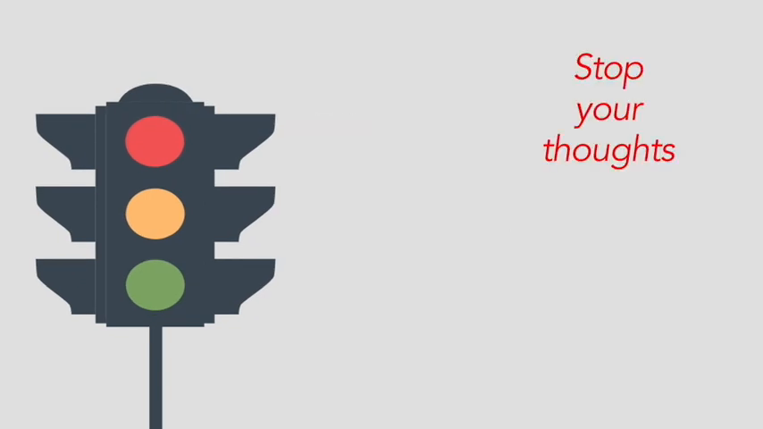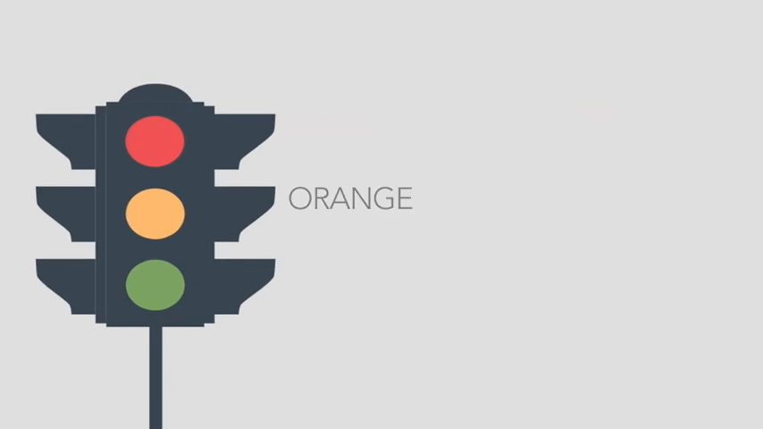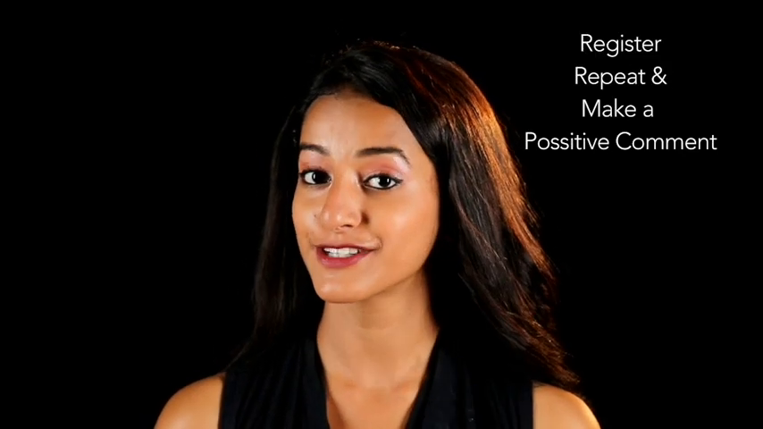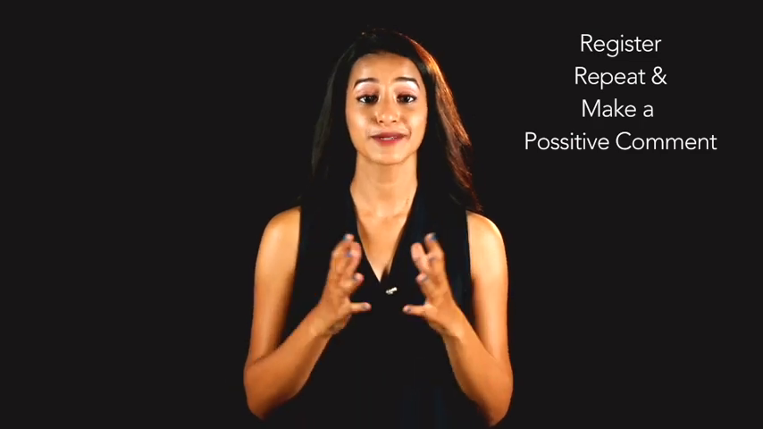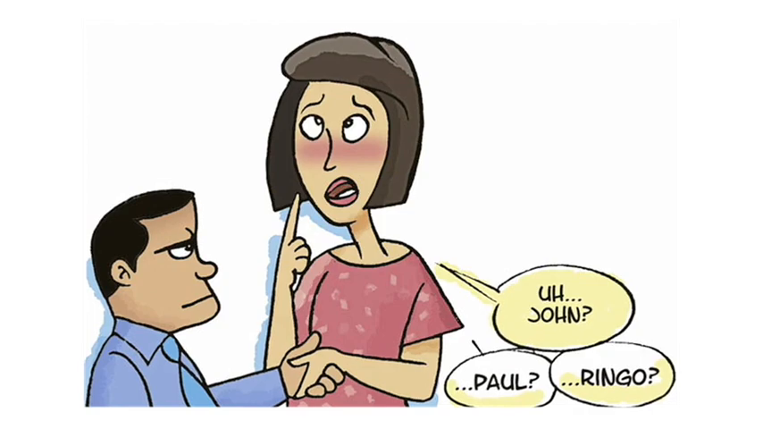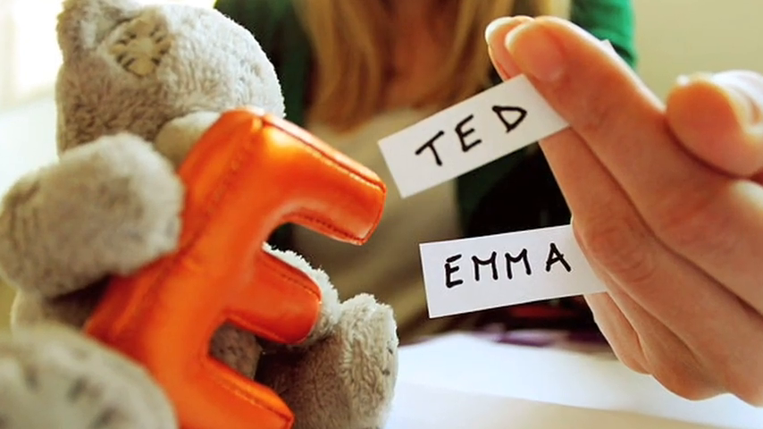Red, stop all your thoughts. Orange, get ready to listen. Green, pay complete attention. You can also use the verbal technique to memorize a person's name when you meet them for the first time. Firstly, register the person's name and remember the way it is said to you. Repeat the person's name in your mind, make a positive comment about the name, and use the person's name aloud as soon as possible. You can remember a person's name by using linking.